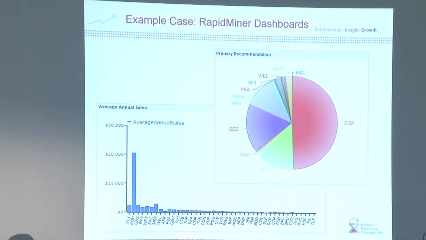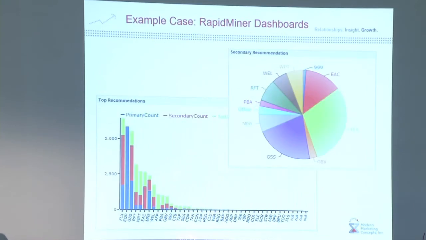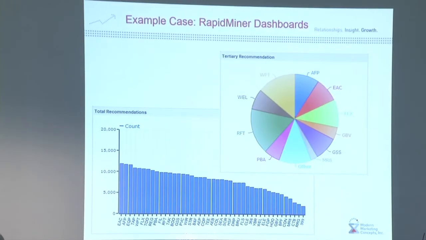So they can go in, they can see the distribution of what the primary cross-sell recommendation is by the different product lines. They can see the average annual sales for each of those different product lines. They can see how a particular top recommendation distributes across the different products, whether they're in first position, second position, or third position. They can see what the total number of recommendations is for any particular product line.